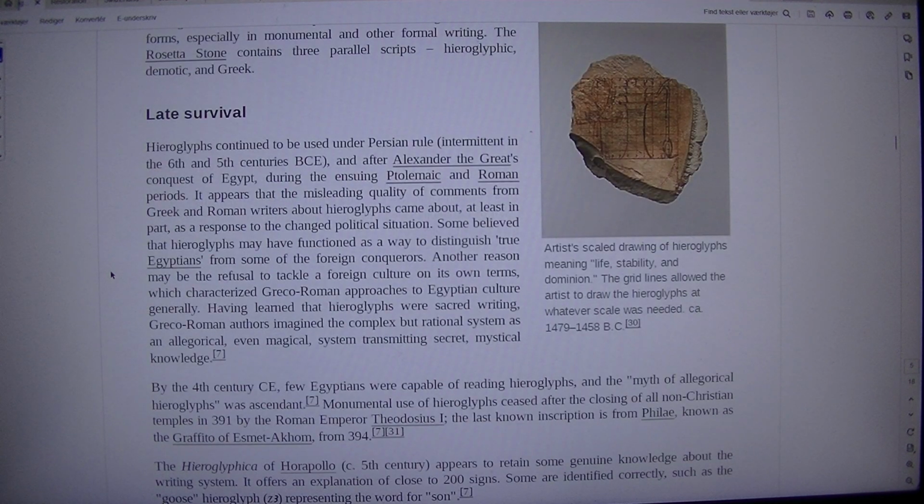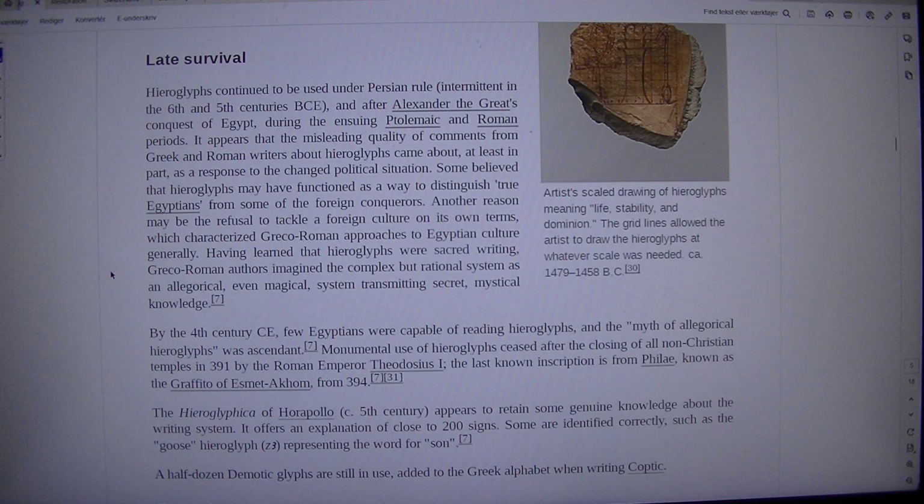Late survival. Hieroglyphs continued to be used under Persian rule, intermittently in the 6th and 5th centuries BCE, and after Alexander the Great's conquest of Egypt, during the ensuing Ptolemaic and Roman periods. It appears that the misleading quality of comments from Greek and Roman writers about hieroglyphs came about, at least in part, as a response to the changed political situation. Some believe hieroglyphs may have functioned as a way to distinguish true Egyptians from some of the foreign conquerors. Another reason may be the refusal to tackle a foreign culture on its own terms, which characterized Greco-Roman approaches to Egyptian culture generally.